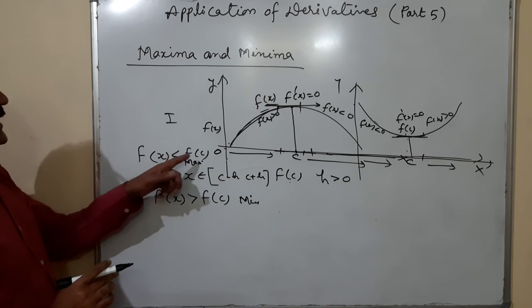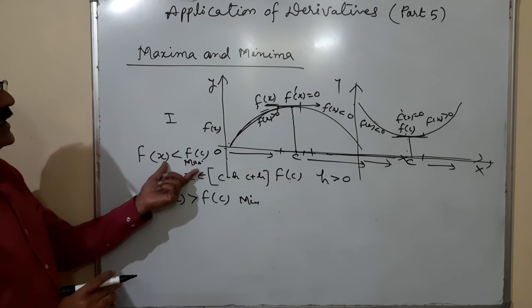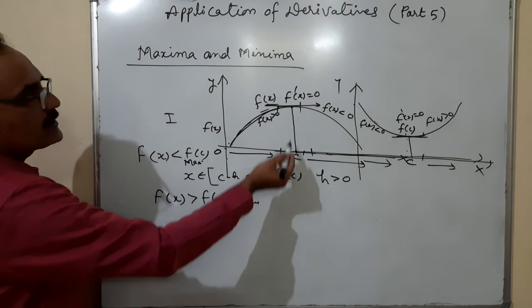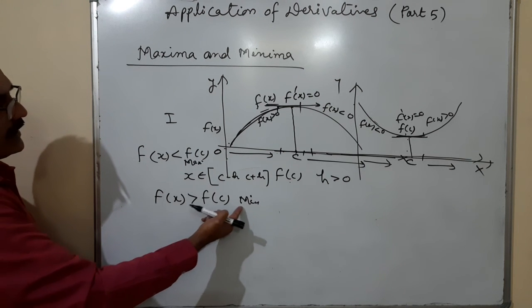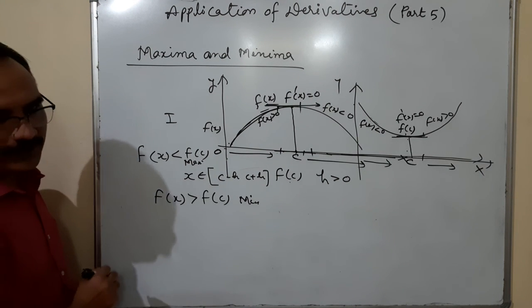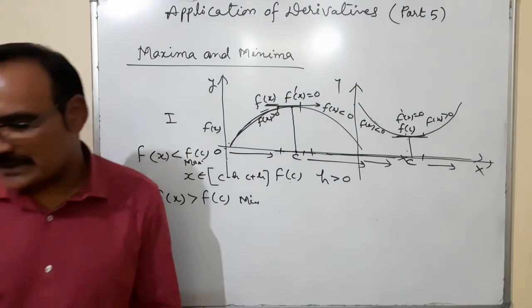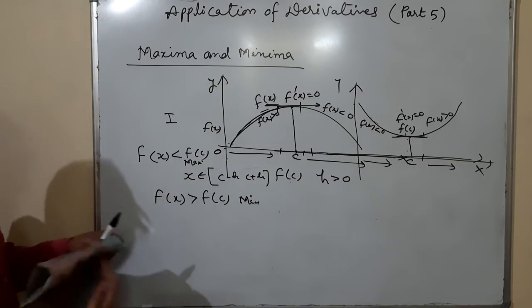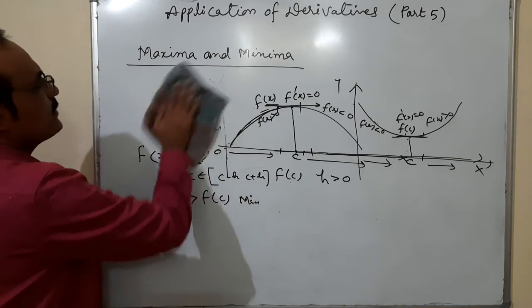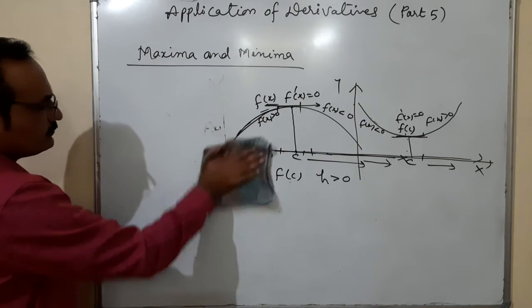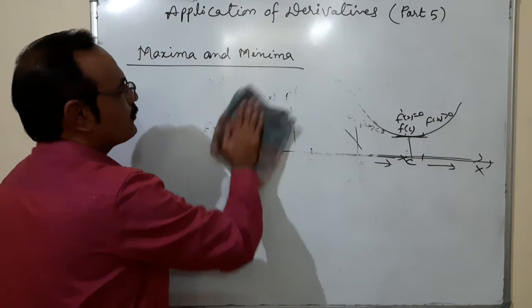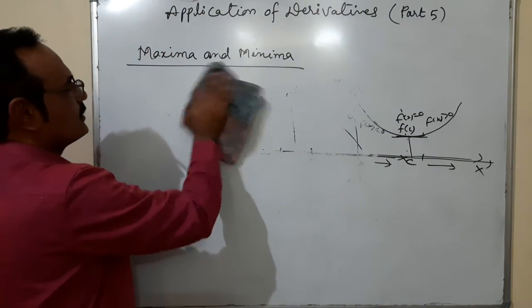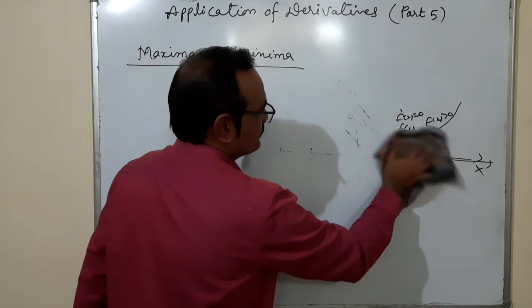F of x less than f of c means we are finding the maximum value at this point C. F of x greater than f of c means at that point we are finding the minimum value. Now let us take one more example so you will understand the concept of maxima and minima, and after that we will start the exercise. But before starting the exercise, the concept should be clear.